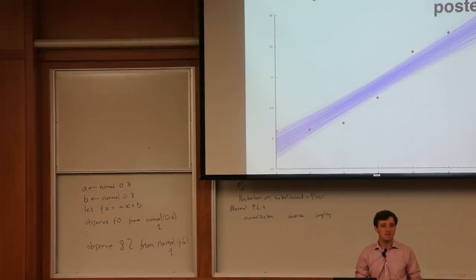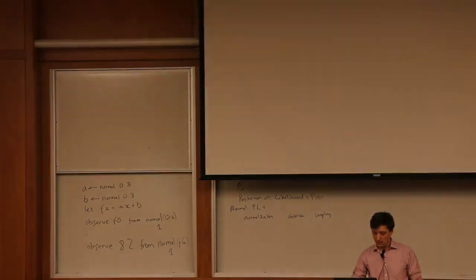Yep. Just to clarify, sorry, so the priors are drawn from normal distributions with the variances 3. Yeah. Why is the variance 1 for the observations? Yeah.